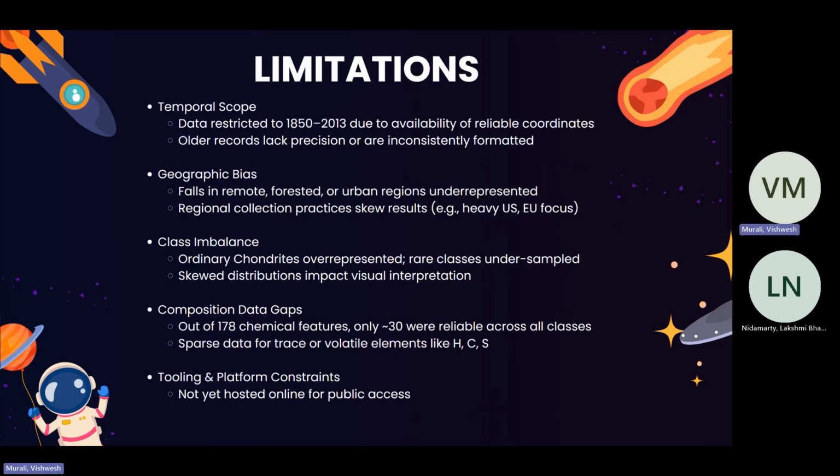Of course, our analysis had its limitations. The temporal scope was restricted from 1850 to 2013 due to coordinate reliability. Geographic bias was present. Remote, forested, or urban areas were underrepresented, and collection efforts were heavily focused in the US and Europe. Class imbalance was another issue. Ordinary chondrites were oversampled while rarer types were sparse. Composition wise, only about 30 out of 178 chemical features were consistently reliable, especially for trace elements. And from a tooling perspective, the platform isn't yet hosted online for public access.